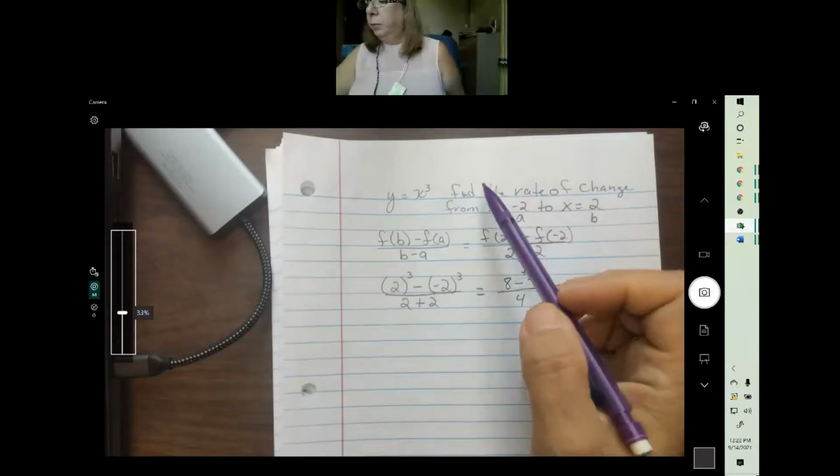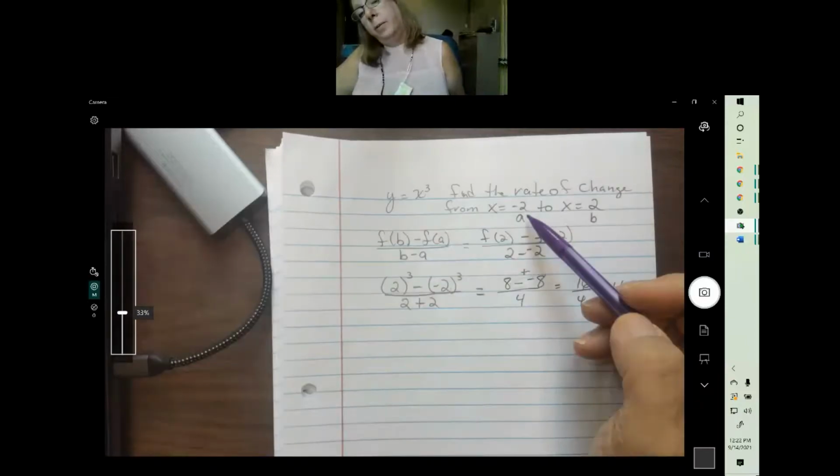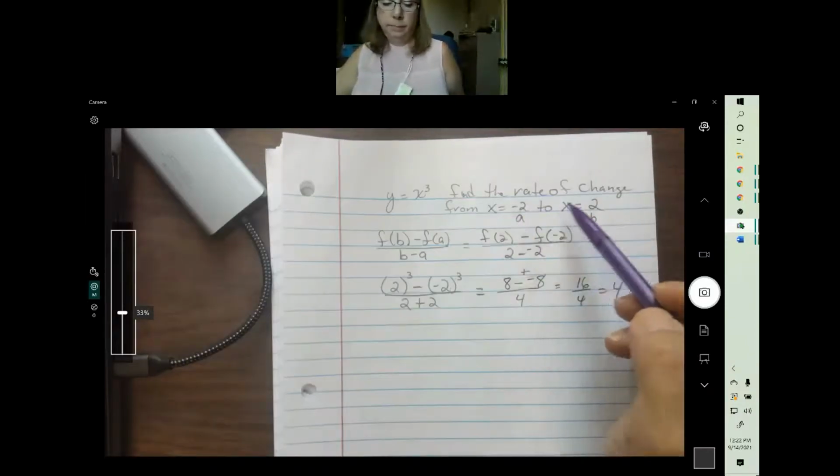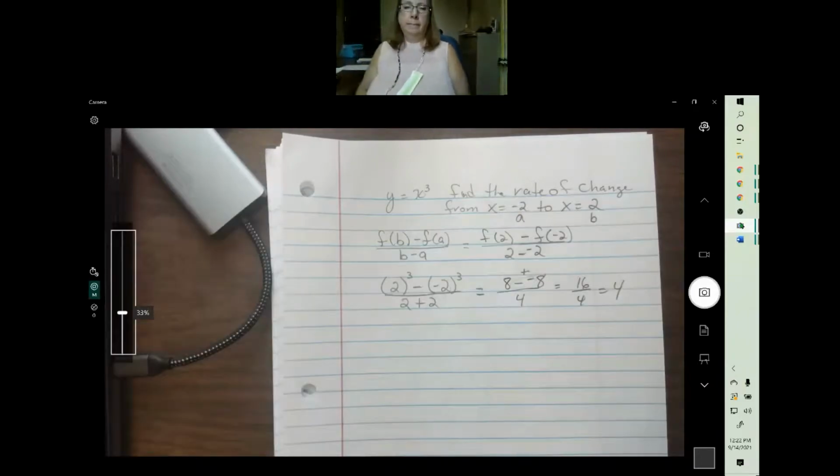So this function will be given, and that's what you plug into, and then you'll be given the two values, from this one to this one. Any questions?